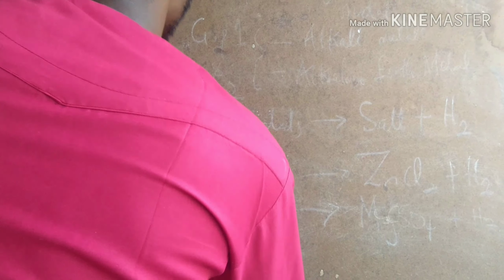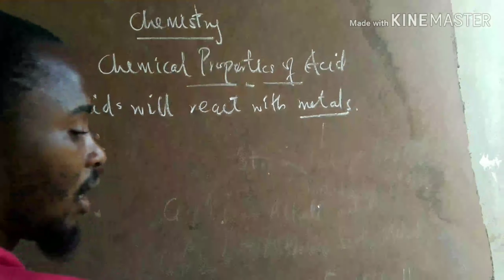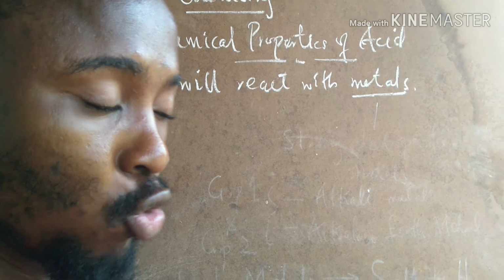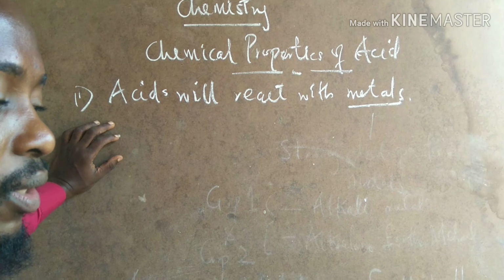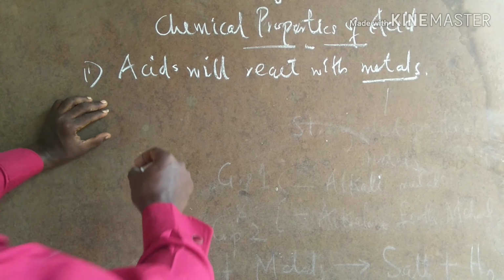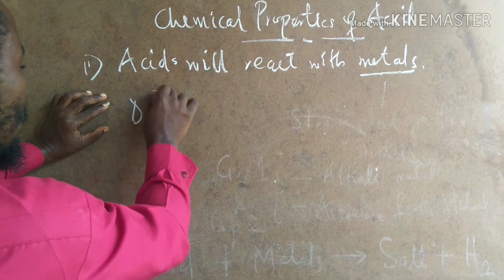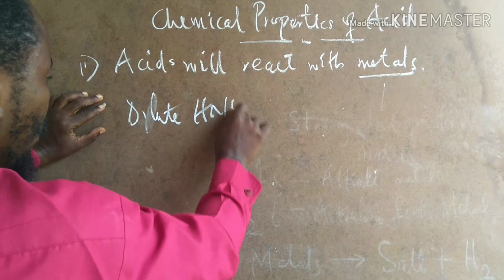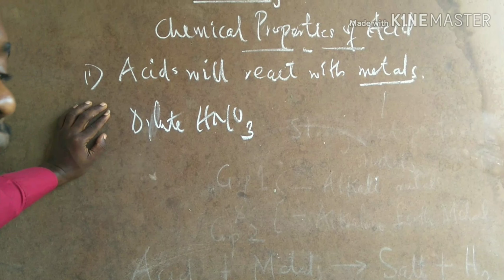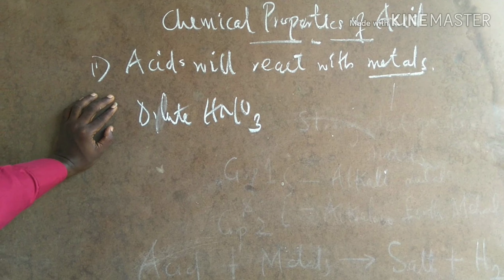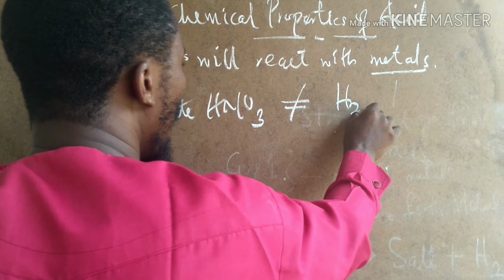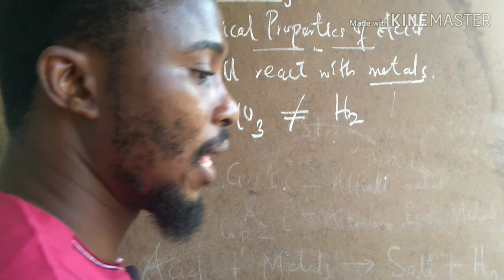Okay. So now let's look at some exception. You see, we have used HCl, we have used H2SO4. Now we said, with the exception of what? We said, except if you use dilute HNO3, nitric acid. When you use dilute HNO3, we said it is not going to liberate hydrogen gas. Is that clear now? Is that clear?